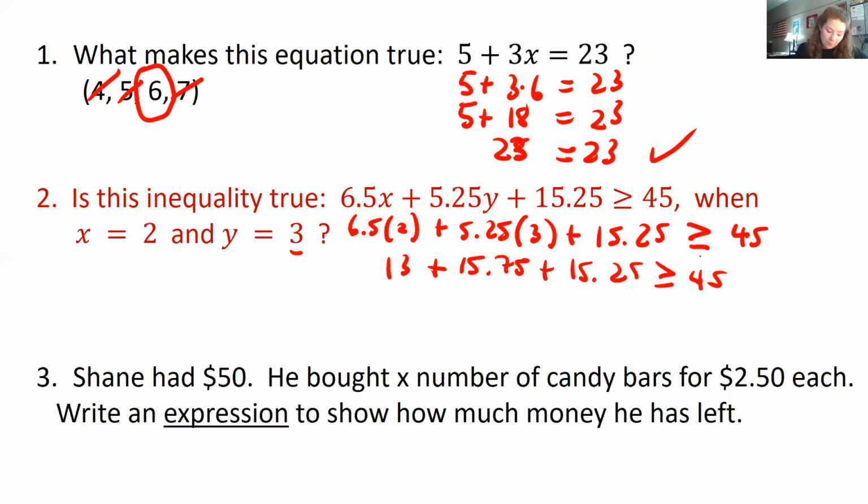Well, I don't know. 15.25 plus 13. I got 44. Is 44 greater than or equal to 45? Is it greater than? No. Is it equal to? No. So the answer to this question is no, that is not true.